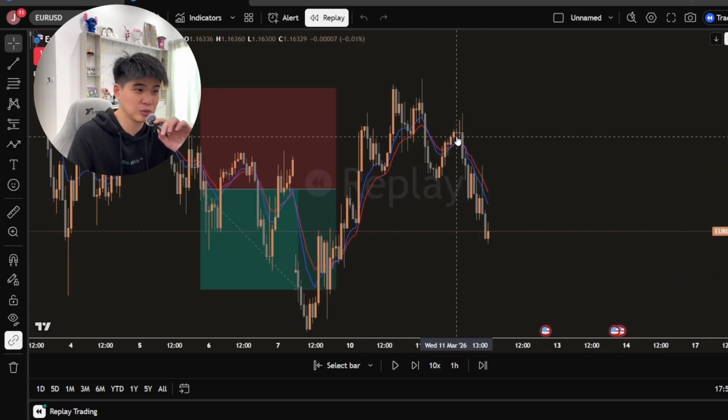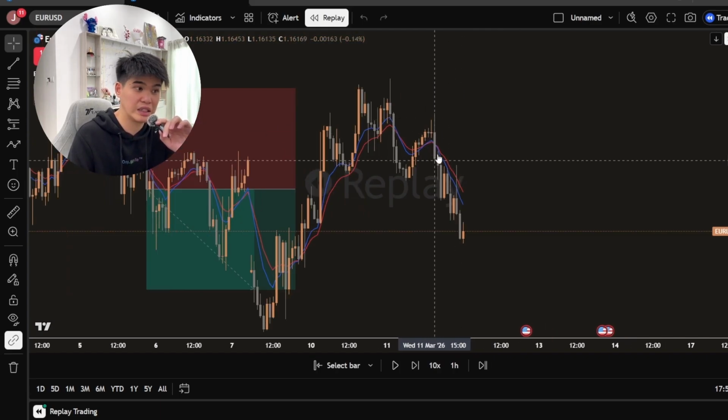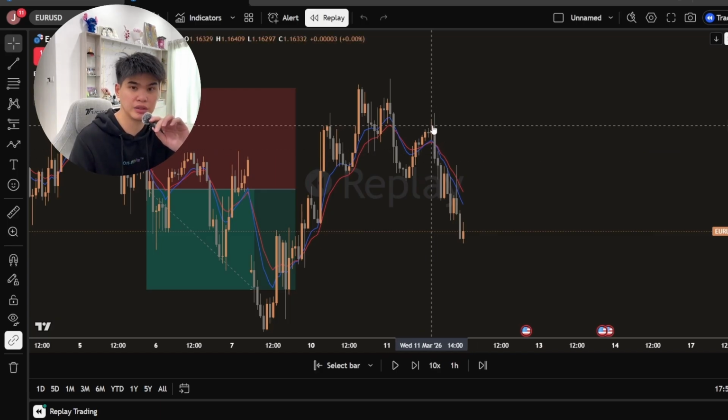Price retraces back to my EMA. There's another candlestick straight away dropping down, right? This is a clear bearish candle, all right? So this is also my candlestick confirmation.